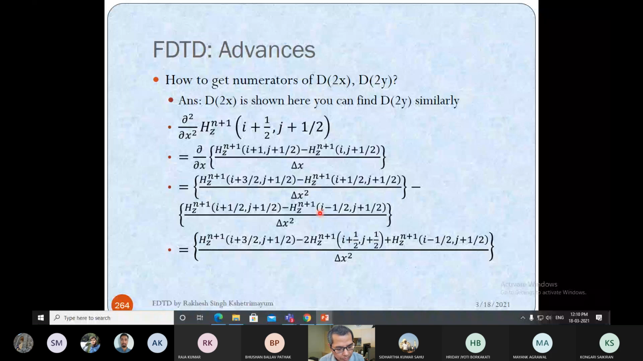This term and this term, if you look at it, they're the same. So you write here 2 Iz n plus 1 i plus half j plus half. This is the second term. First term and last term still remain the same. And because of the double differentiation, you have a delta x square here. So you can easily do it for d2y also.